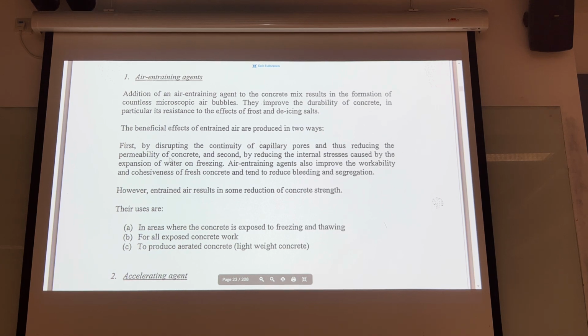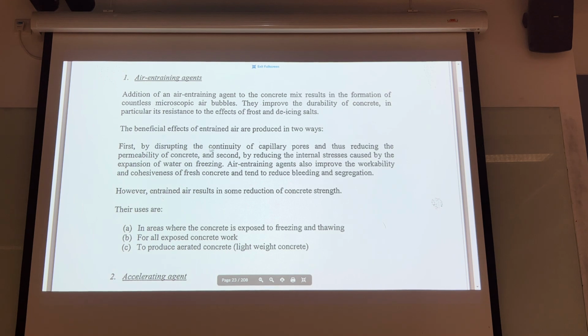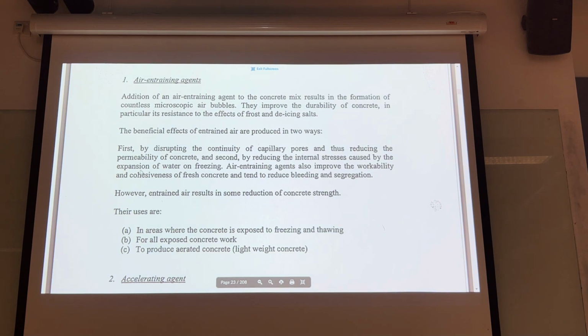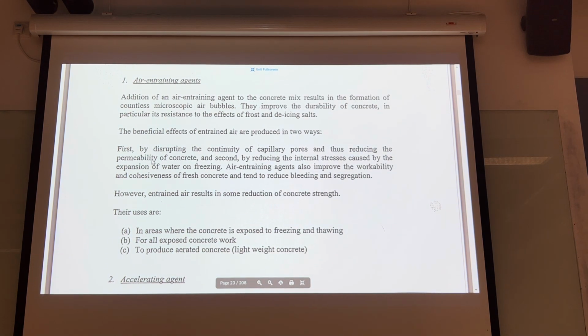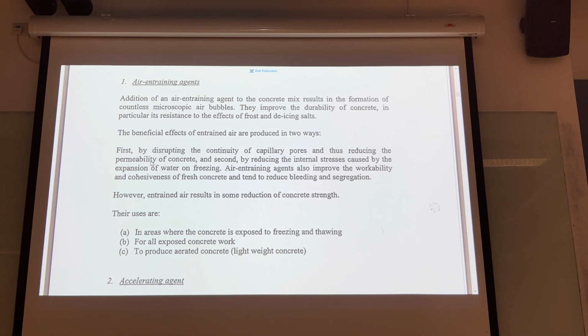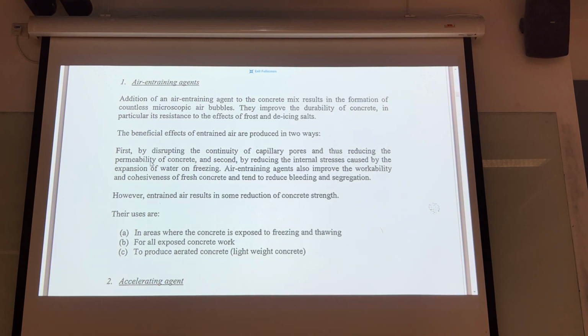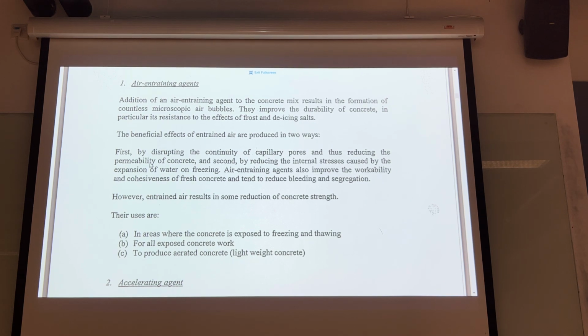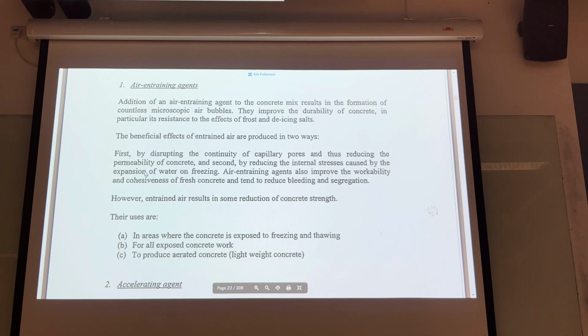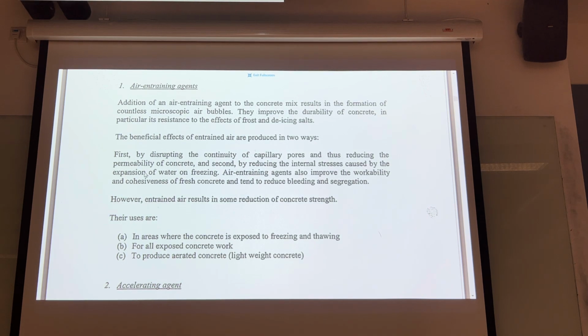The whole paragraph, the beneficial effects are produced in two ways. First, it will disturb the continuity of the so-called capillary pores, right? So that it will cut down the permeability of the concrete, because you cut it into many segments, right? So you don't expect the water to be in one full tube. You disturb the water from traveling inside the concrete.